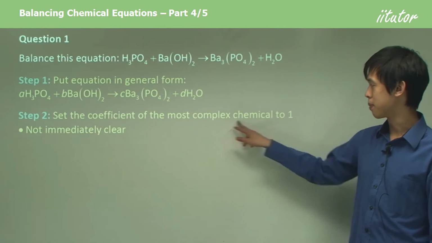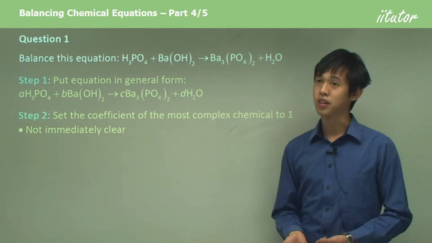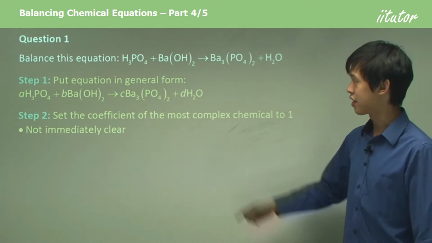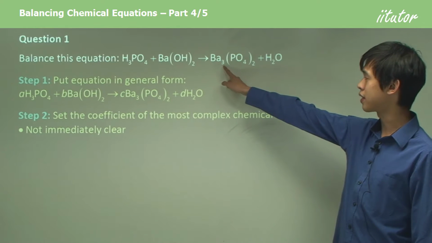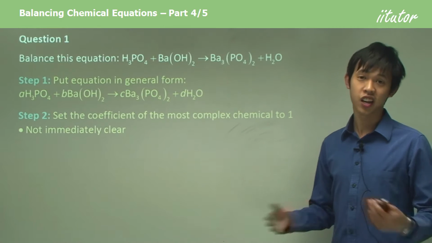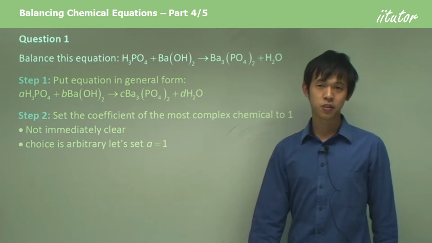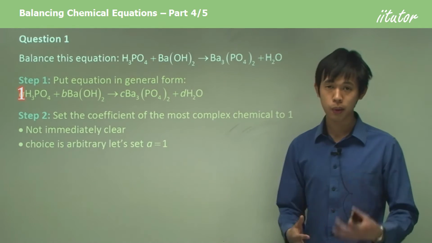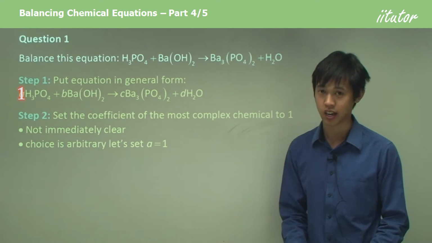So set the coefficient of the most complex chemical to 1. This is one of those things that is not immediately clear. For me, I think this one's probably the most complex, though a lot of people would say this one's the most complex. It really doesn't matter. Like I said, you can pick any one. It's up to you. So, seeing as it's arbitrary, let's just say A equals 1. Just remember, you can pick any of them, so don't be worried.